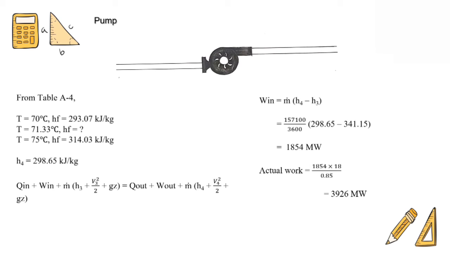This is the energy balance calculation for our pump. The temperature at this state is equal to 71.33 degrees Celsius. By doing the energy balance calculation, we get that the work entering the pump is equal to 1854 megawatt. Considering the number of pumps, which is 18, and also the efficiency of the pump, which is 85%, we can calculate that the actual work is equal to 3926 megawatt.